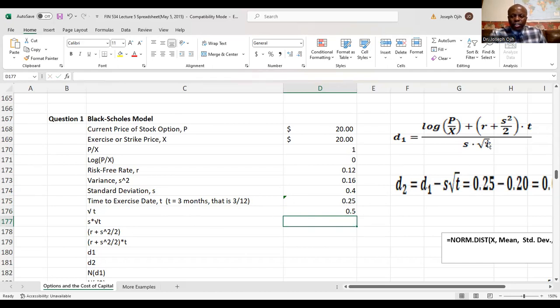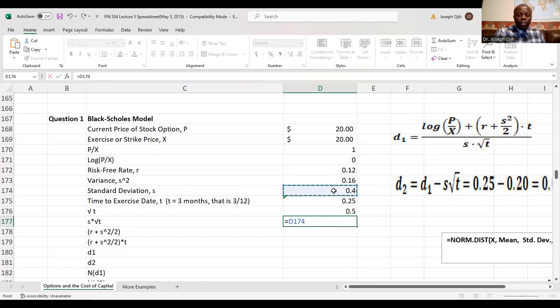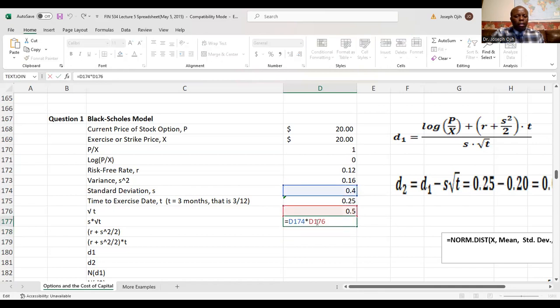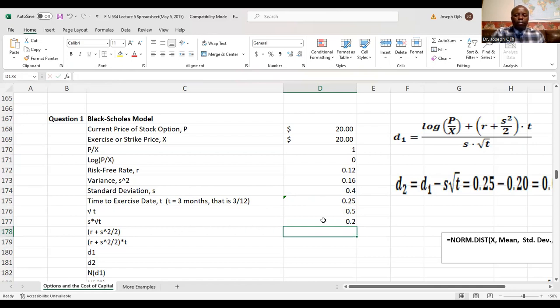Then this part, S times root T. I'm going to get it now. Equals S, our standard deviation, is right here, 0.4, times root T, which is right here. This is root T right here. Okay, 0.2. This is S times root T. Okay, good.